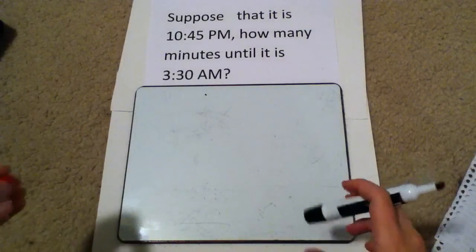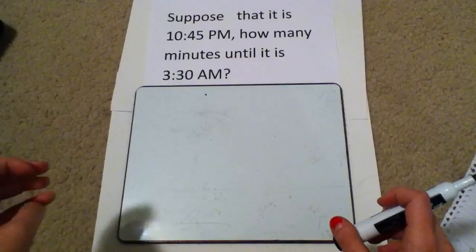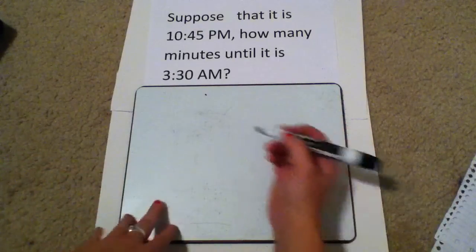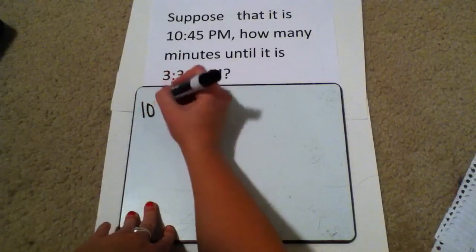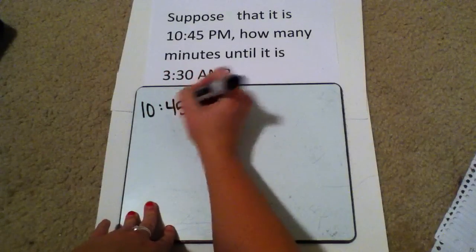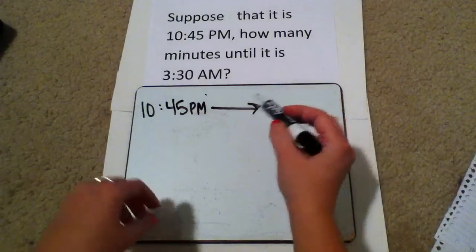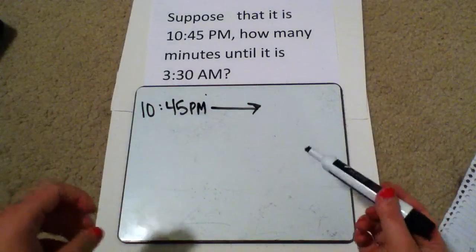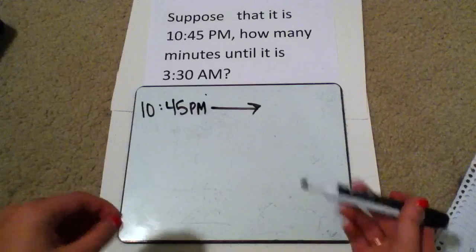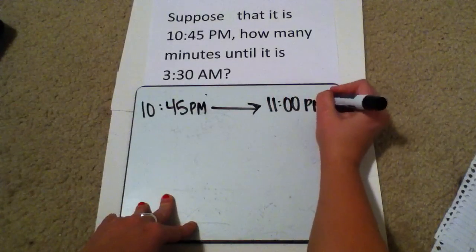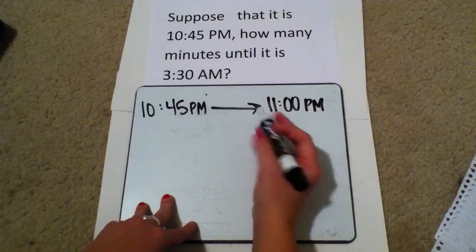So our question asks, suppose that it is 10:45 p.m. How many minutes until it is 3:30 a.m.? Well, we'll start with 10:45. And the easiest thing for us to do is find the hour that it's closest to. So the hour that it's closest to is 11 p.m. And we added 15 minutes to get to 11 p.m.